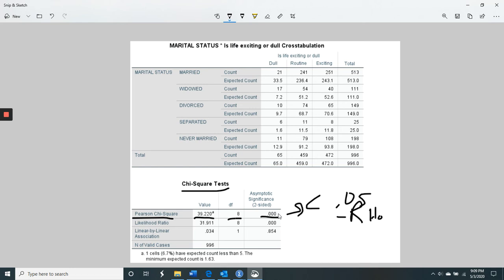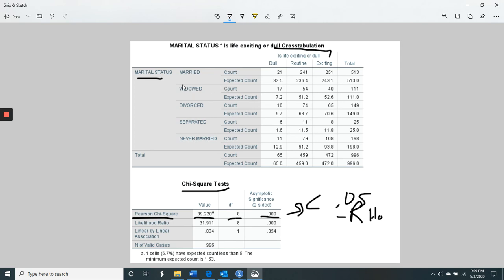There's no such thing as a 0. I just said almost 0. It's probably like a 0.001% chance of a type 1 error. So now we're allowed to sort of dig up here. So we have marital status here, and we have the life is exciting or dull up here. So I'm just going to look line by line.